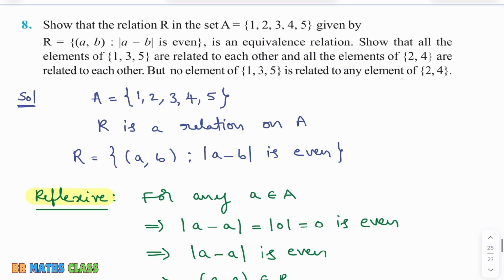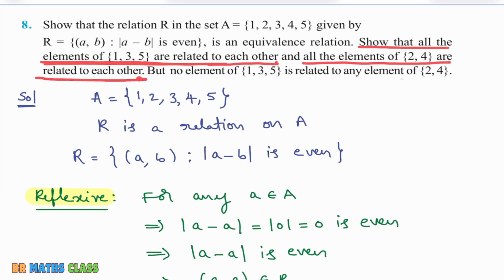Now come to this part. Many students get confused understanding this. What they are asking is: show that all the elements of {1, 3, 5} are related to each other. First we will show this. This is one bit. And all the elements of the set {2, 4} are related to each other. This is the second bit. Third bit: no element of {1, 3, 5} is related to any element of {2, 4}. In this question, there are only these three bits. First we will show this.